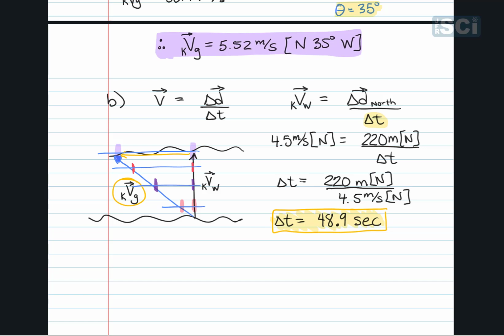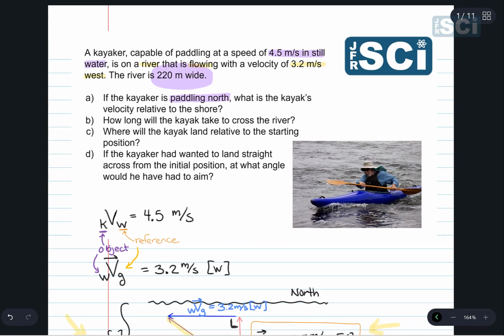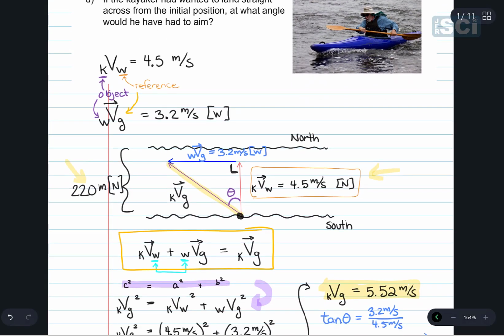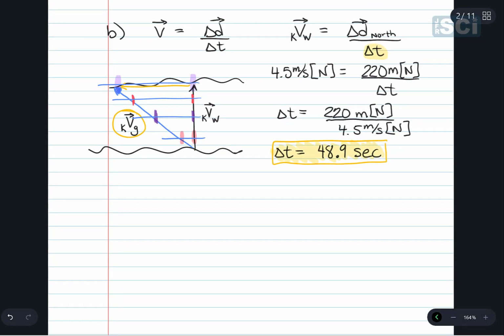Okay, so it doesn't matter which. If I go along the hypotenuse, if I know that length and I use that speed, or if I use the vertical part here and I know that distance as well, I'm going to get the same time here. Okay, so C, let's take a look at C. Where will the kayaker land relative to the starting position? So I want to know, where is this point right here relative to that point? So that's a fancy way of saying, what is the displacement of our kayaker?